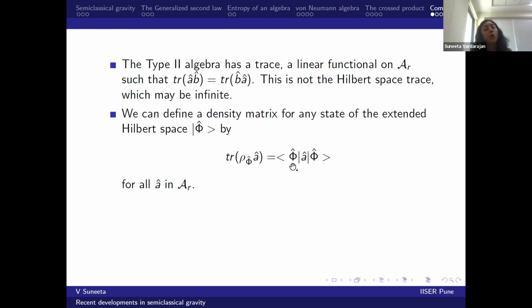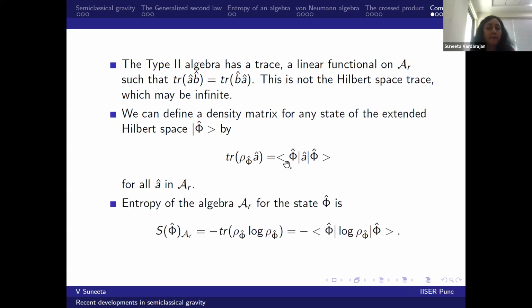In this equation on the right, you can do the computation because you have the state of the system and you have the operator A hat. You can do the expectation value of A hat in that state. On the left-hand side, I have given you the trace TR. This is not the Hilbert space trace, but some renormalized version of it. So from this formula, you can exactly determine rho phi hat. Everything else is known. So rho phi hat is now your renormalized density operator associated with the state phi hat.